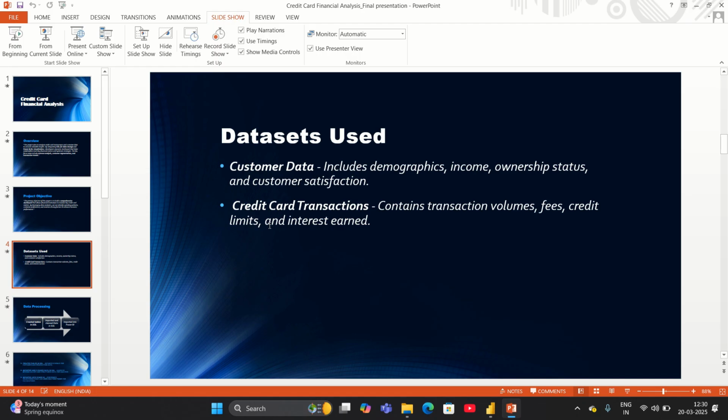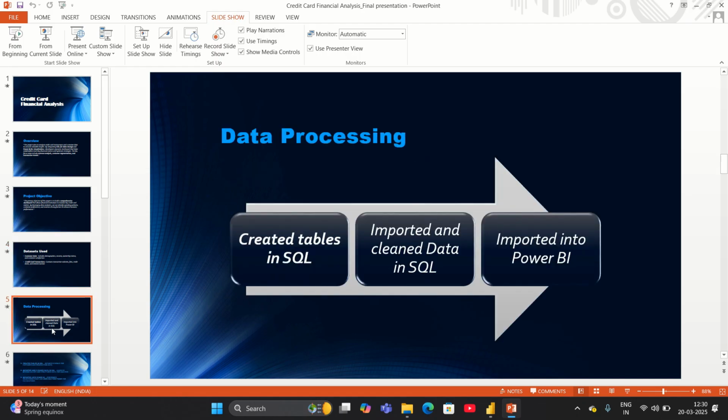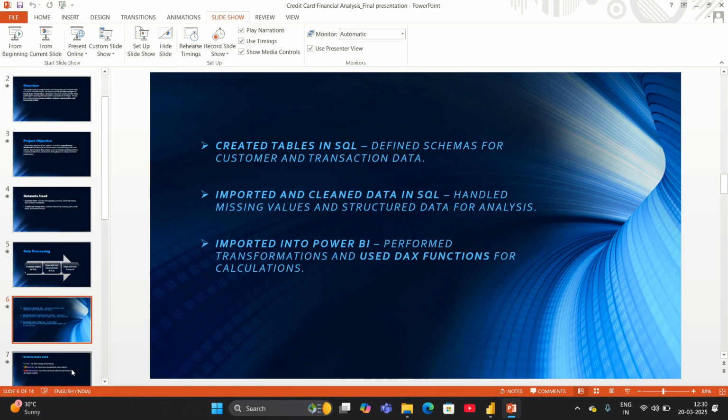Let's walk you through the process of the data. Firstly, I have structured customer and transaction data in SQL tables, used copy commands for efficient bulk data import. After that, I imported data from SQL to Power BI. I did data cleaning and transformation using Power Query. And finally, I created calculated columns and measures using DAX for deeper insights.